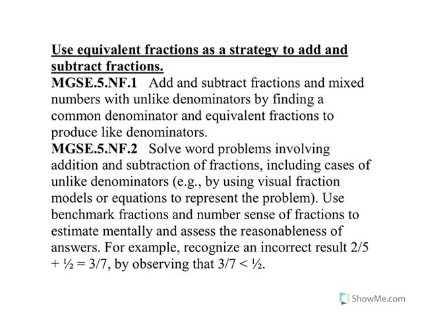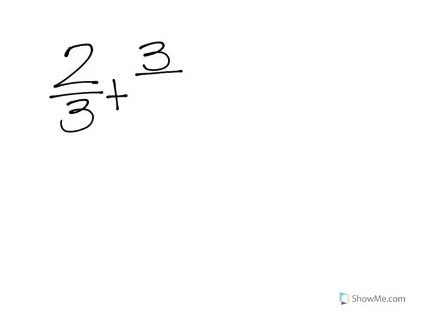This is so you guys can go through. We're going to do some examples of adding and subtracting fractions and mixed numbers with unlike denominators. That means that bottom number, that denominator, is not going to be the same. We can also make equivalent fractions to produce like denominators. So let's see what that looks like, guys. So let's say that I want to add 2/3 plus 3/4.